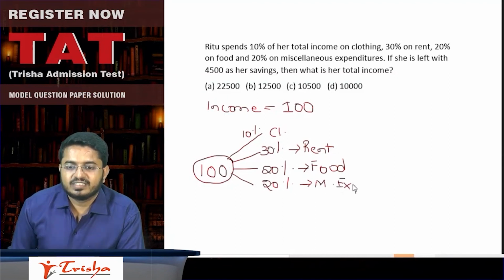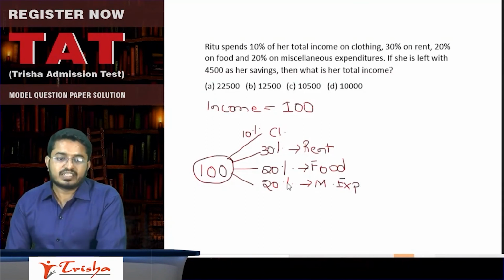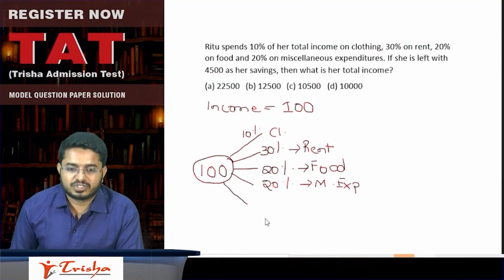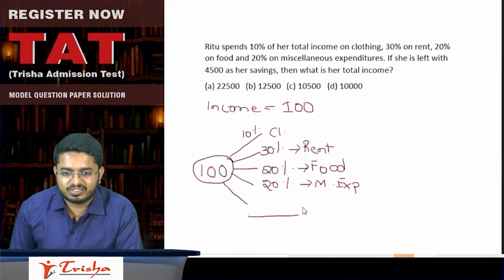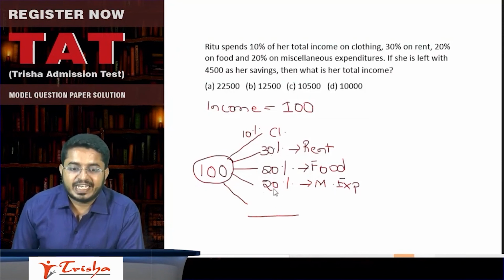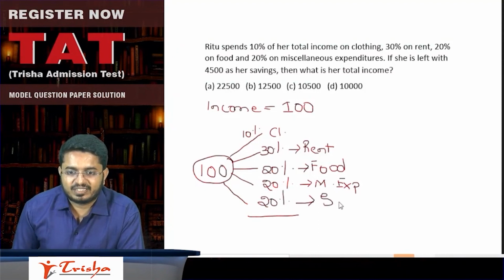And now they have given that she has an amount remaining with her, which is 4,500. We have to find out how much that is in percentage terms. So 10% plus 30% is 40, plus 20 is 60, plus 20 is 80, right? So 80% is already spent. How much is remaining? 20% is remaining. This is the savings part, correct? So 20% is savings.